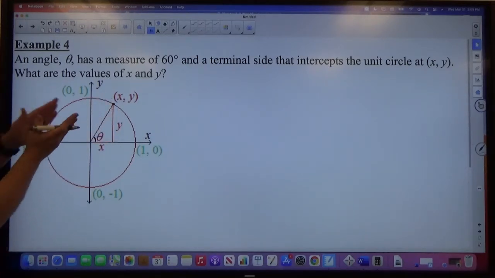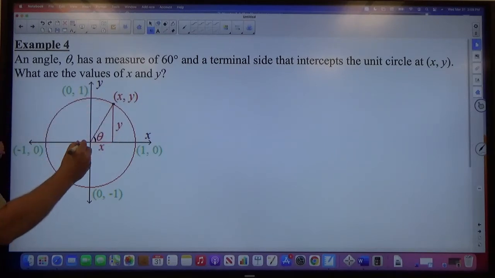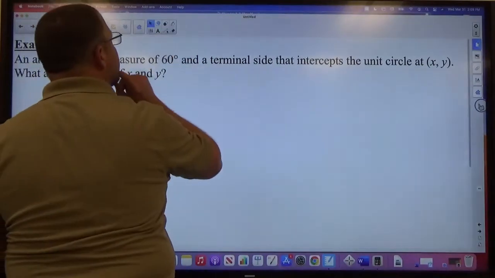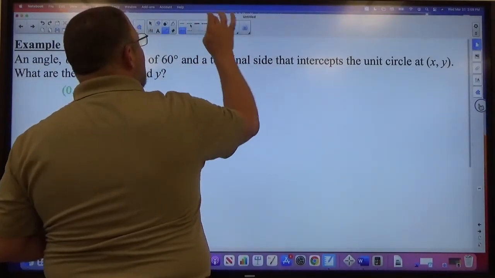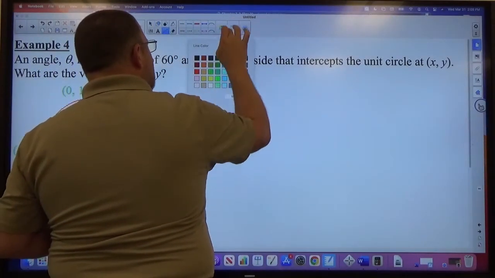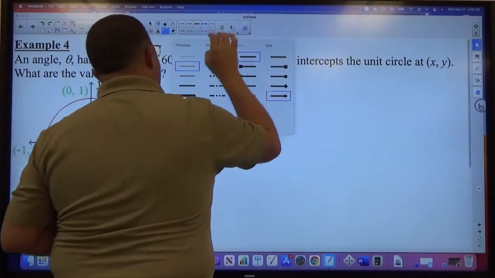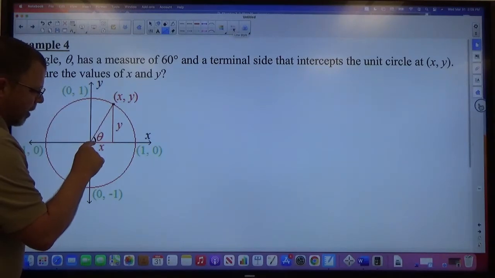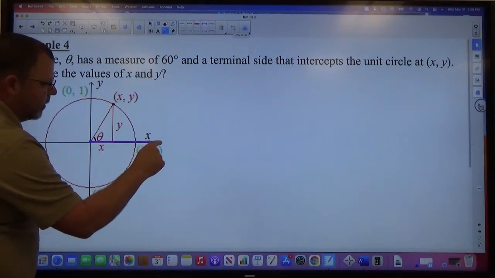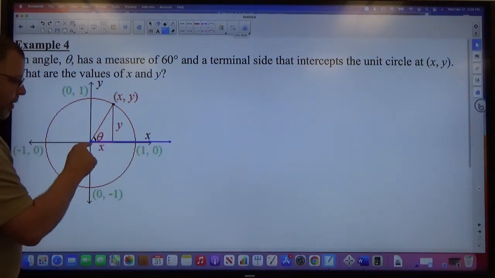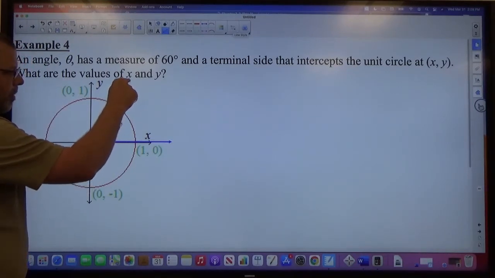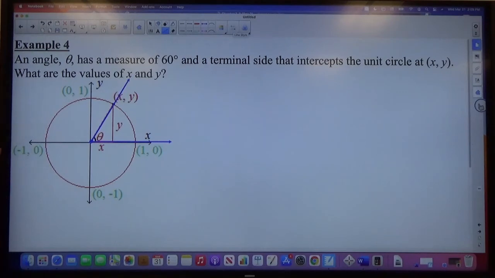So we have this 60-degree angle in standard position. So our initial side, let me doctor that up with some segments here, or some rays. Let's make it blue. And let's make it a little thinner. Here we go. So if I look at my standard position here, I've got my initial side there, and my terminal side is here. That's my angle in standard position measuring 60 degrees in this picture.